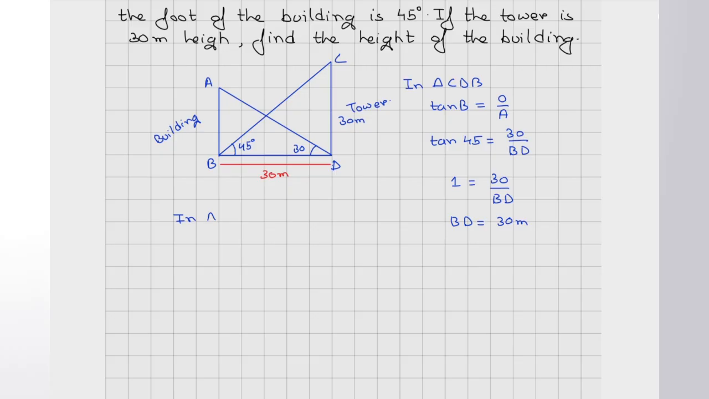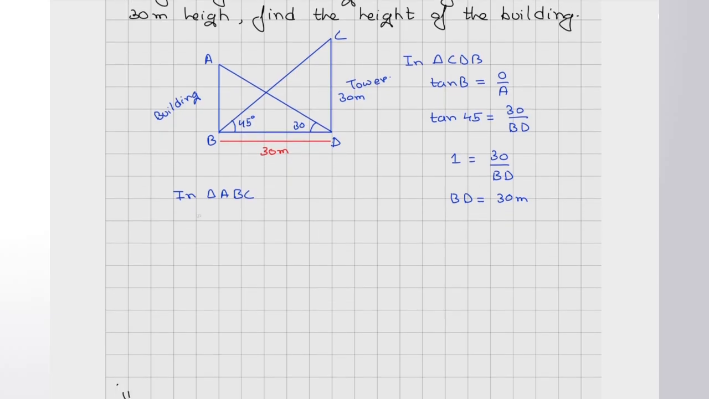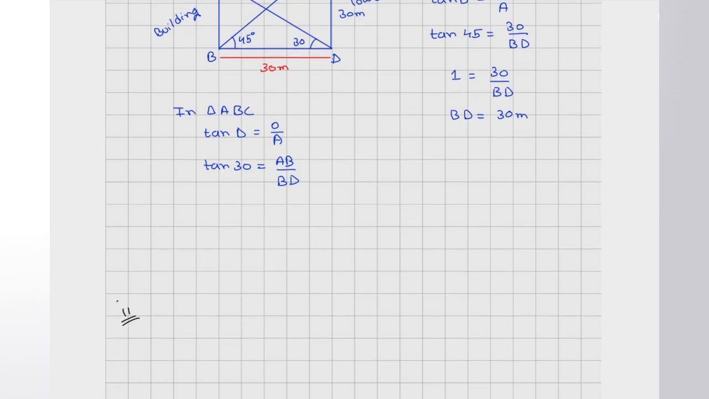In triangle ABD, okay, what do we know? We know this, we don't know this, we know the adjacent, we don't know the opposite. Again, very easy. Tan D is equal to TOA, opposite by adjacent. Tan 30 is equal to, what is opposite? AB by BD, which is BD 30.